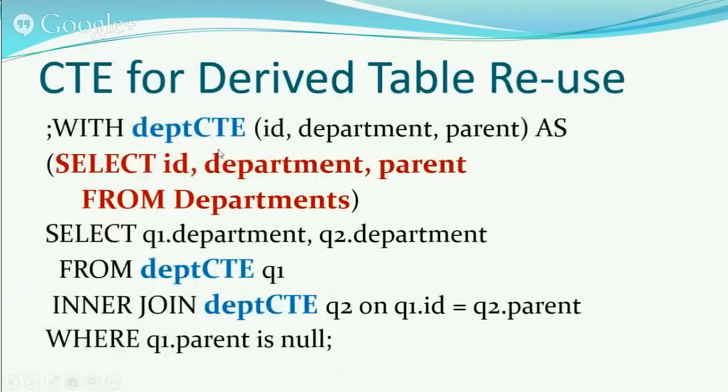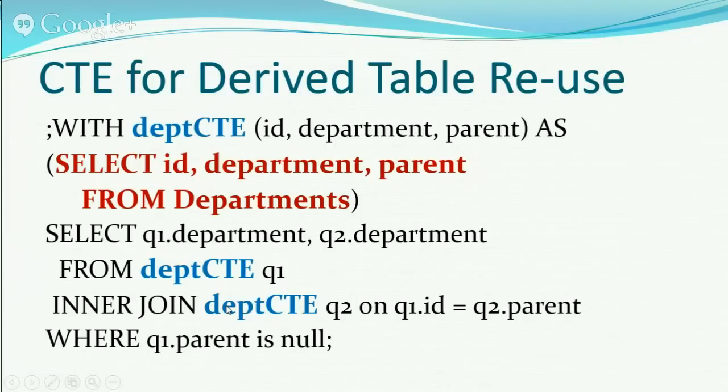We grabbed the red part here out of the original query. We added the with syntax up here. We gave it a name, and in this case, I'm calling it Department CTE. We declared the columns here, which in this case are optional, but for clean code and being explicit, I'm going to call them out. And then Department CTE got referenced twice down here.